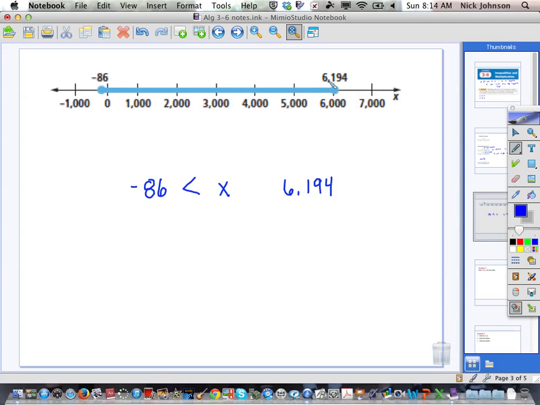This is my upper boundary, so we want numbers that are all less than 6,194. So my number, whatever x is going to be, has to be less than 6,194. Now, let's see if this works. Okay? Well, let's go ahead and do our equal to or not equal to. Okay? Since both of these are closed, they are equal to.